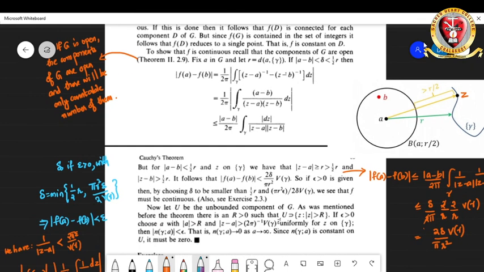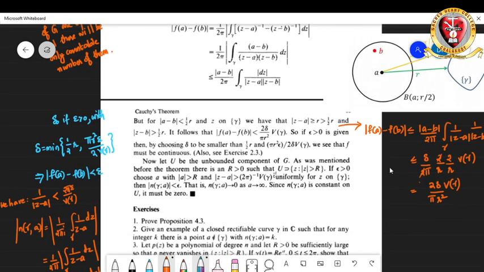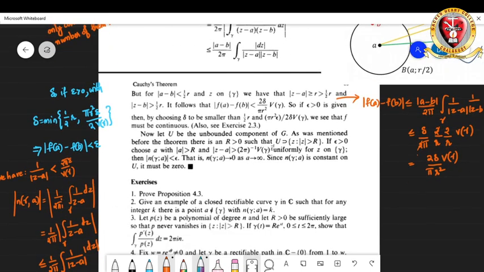So that's about this section. It is an important part of this chapter.